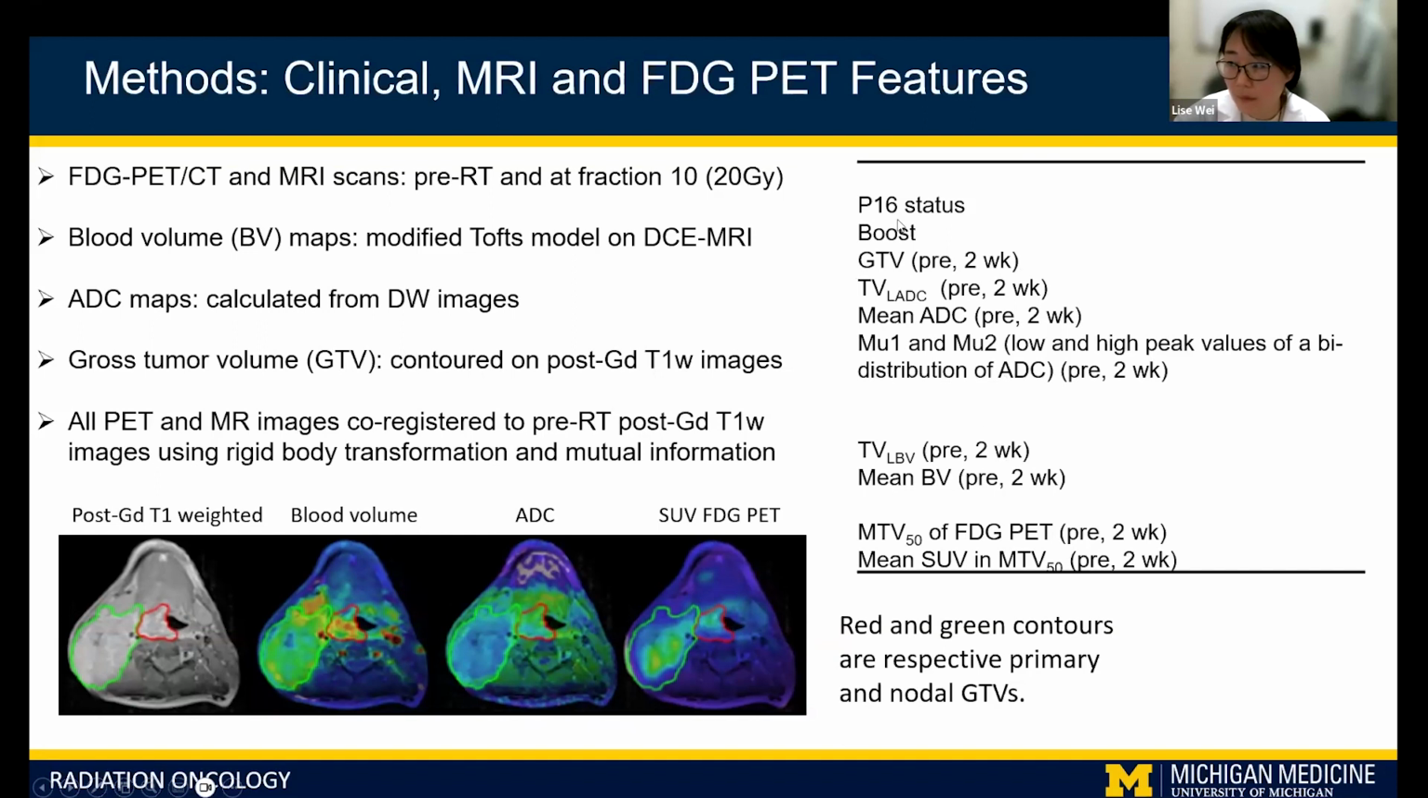P16 status is commonly agreed to be very predictive for the outcome. P16 positive has a somewhat more favorable result for this disease. And there is the boost, whether the patient gets the boost or not, and the GTVs, the low ADC volume and mean ADC, and some other imaging features that we extracted from the MRI or PET images.